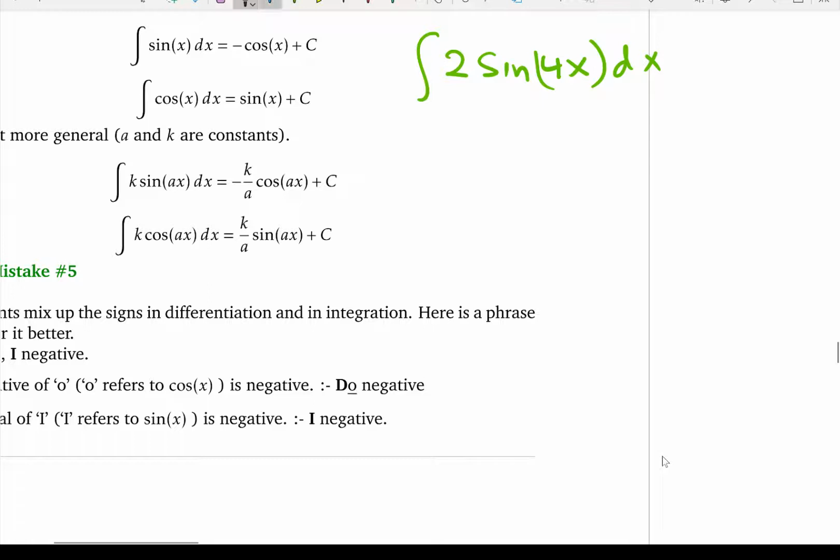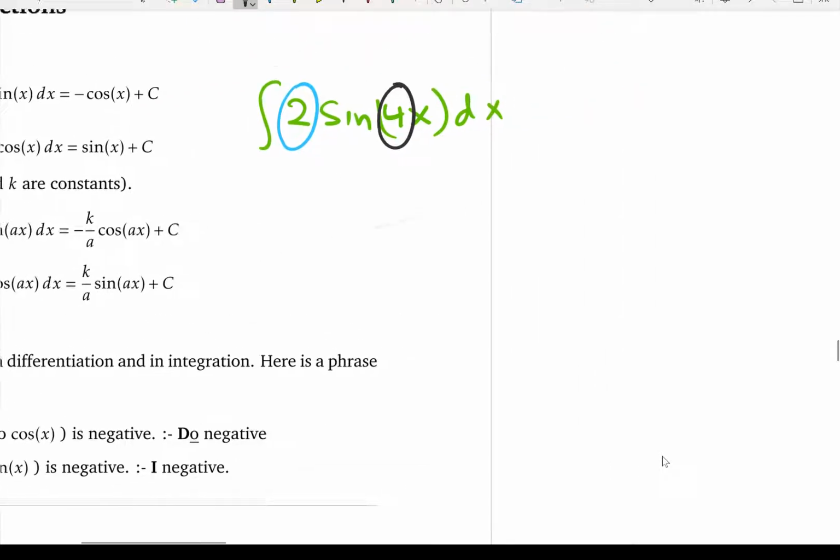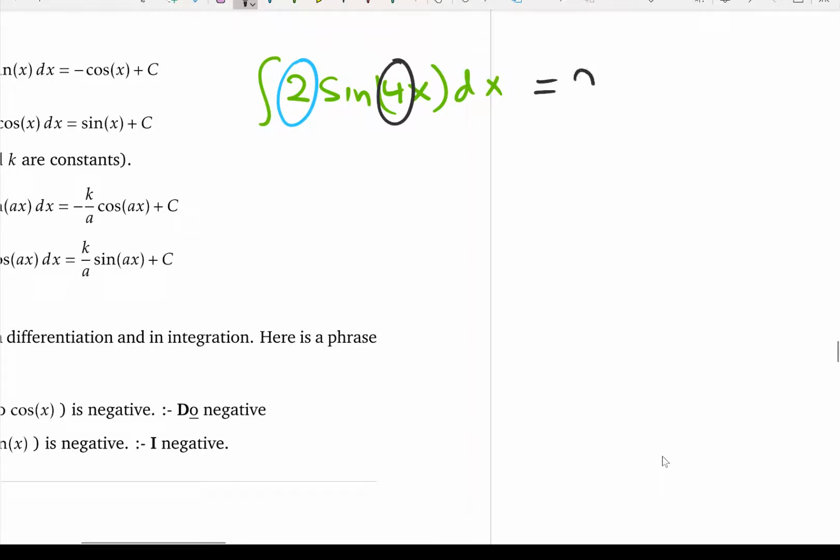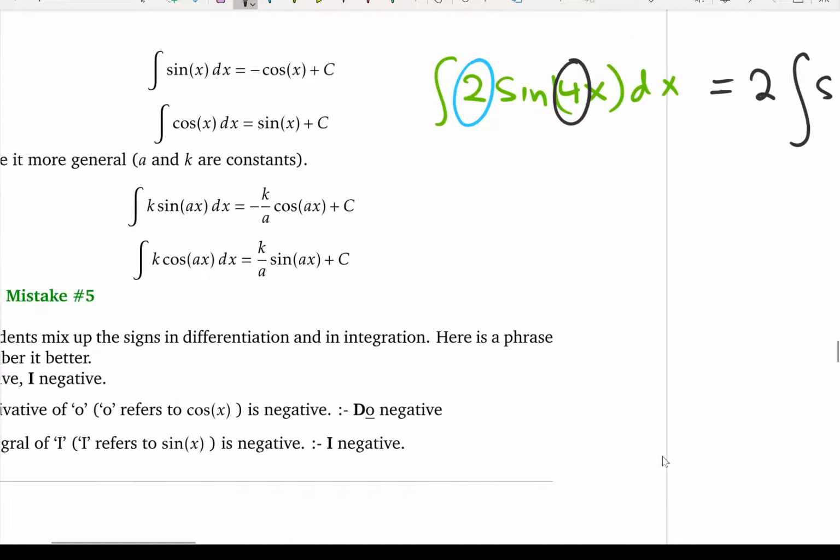The 2 types of constants are the 2 and the 4 here. 2 is the constant that multiplies the whole function sine, but 4 is the constant that is inside, multiplying x. So one is outside, one is inside. How do you handle 2? You can take it out of the integral. How can you handle 4? According to the rule, you divide the result by that constant. So if you have ax, you divide by a.